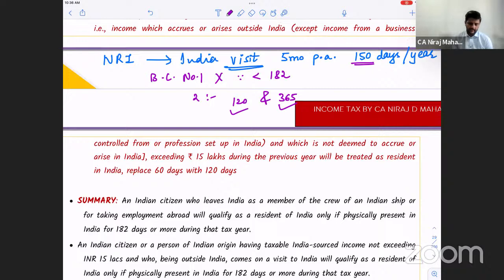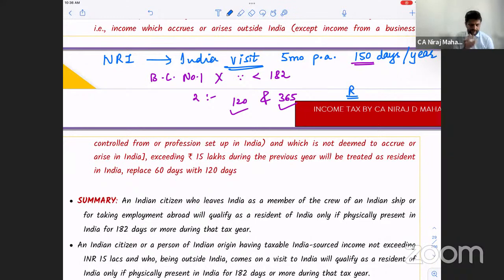So what happens? Since basic condition number 2 is satisfied, he becomes resident at least, correct? Even if he comes for 150 days, definitely, in the last 7 years, 730 days is also accomplished.